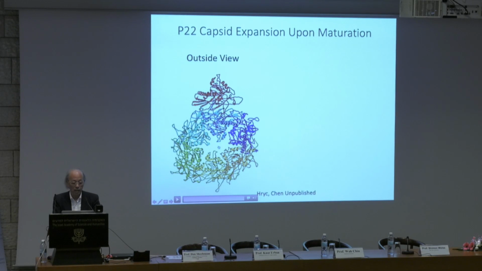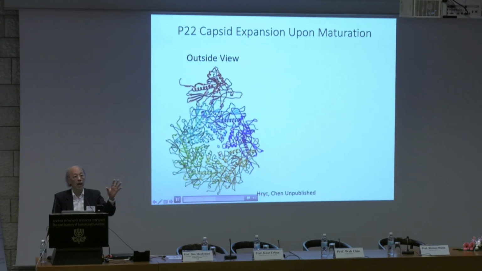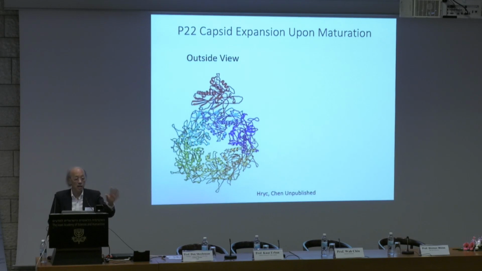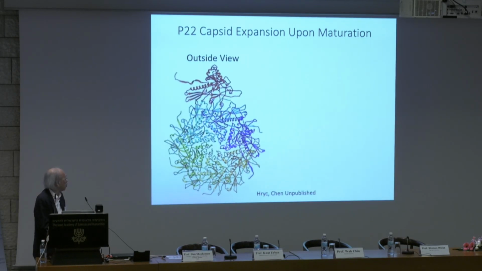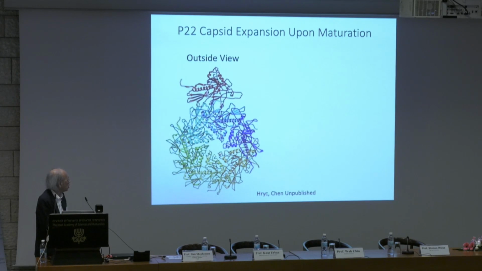Now I'm morphing this from the procapsid to the mature virion. I want to show this is an interpolation because I have only two structures, the procapsid and the mature virion. So this morphing is an interpolation, it's not a real trajectory. As you can see in the mature virion, there is much more intimate interaction between the subunits. Also, the hole is being closed up.